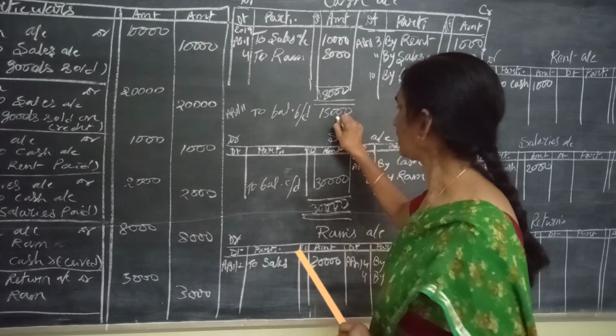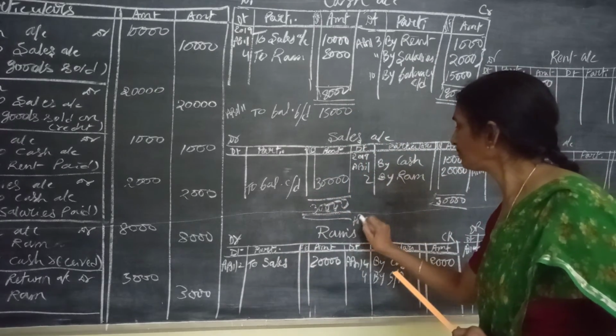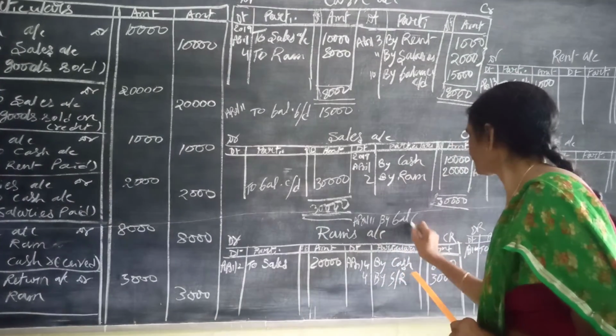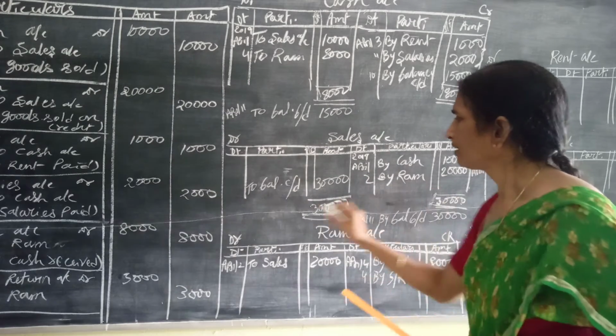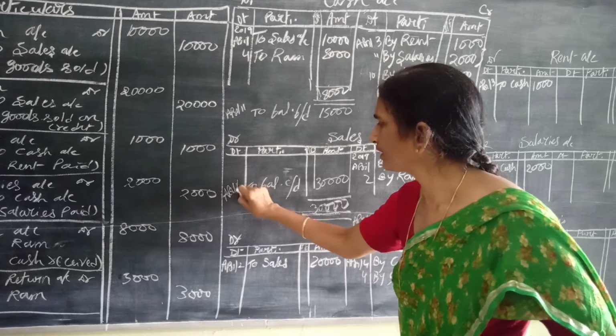So you have to write like this. Here, to balance brought down. It comes on April 11th. So by balance brought down, 30,000. Here the date is April 10th; suppose we are balancing on April 10th.